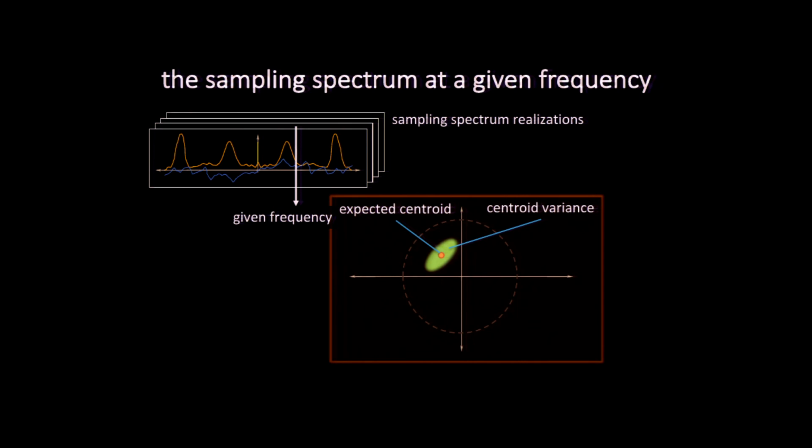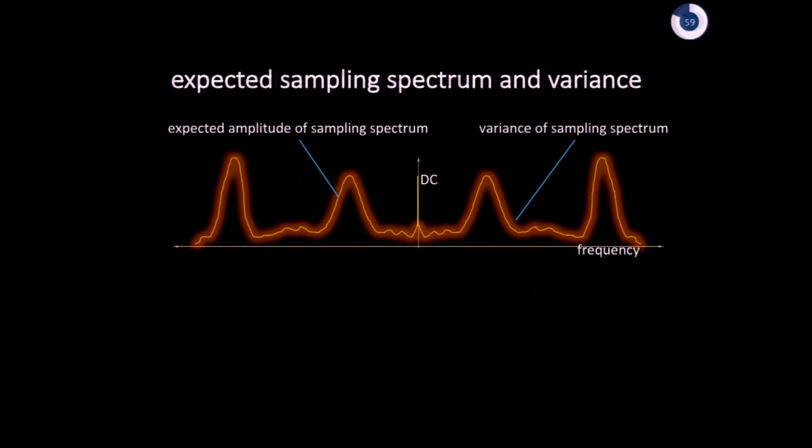Instead, we're saying blindly apply it on multiple realizations of that strategy. Just draw one realization, compute its Fourier transform, draw another one, compute its Fourier transform. Repeat this many times, and you get this idea of an expected centroid, which is the expected spectrum, and some variation around it. So now, let's look at the amplitude only.